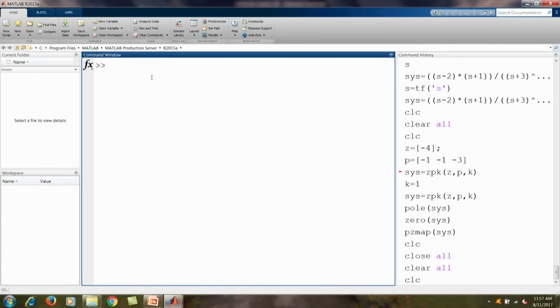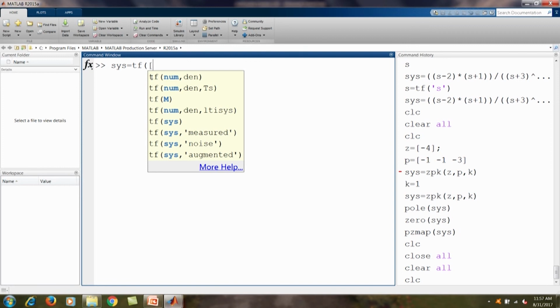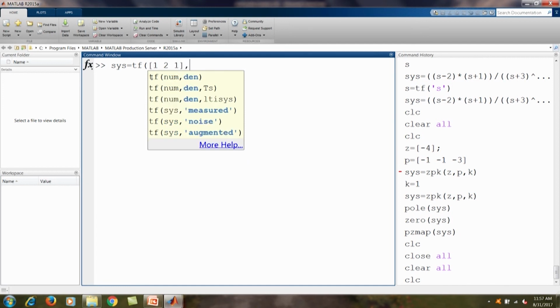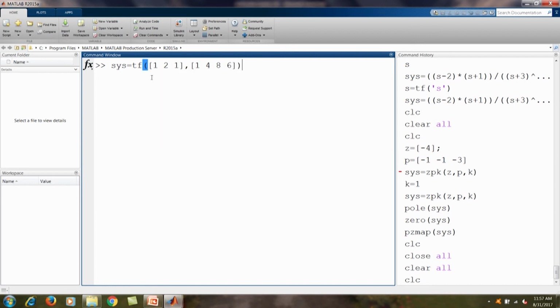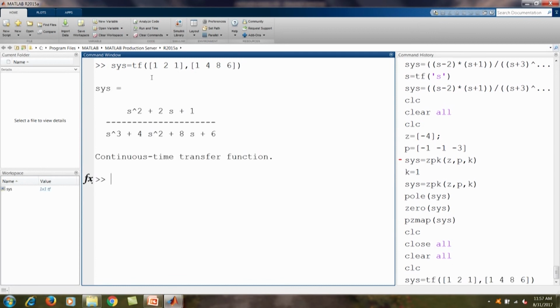So now we have to first define the system. We can directly write sys equal to tf, and we know that it takes numerator comma denominator. The numerator is s square plus 2s plus 1, so the s square coefficient is 1, then 2, and then 1. The denominator is s cube, so 1, then 4s square, so 4, then 8s, so 8, and then 6. This is the system, and when we enter it, we get s square plus 2s plus 1 over s cube plus 4s square plus 8s plus 6.